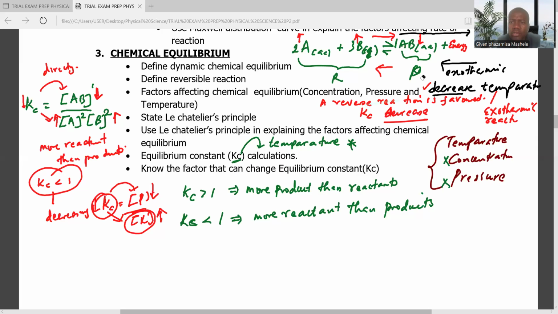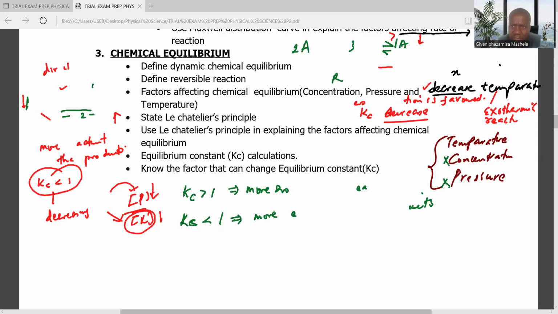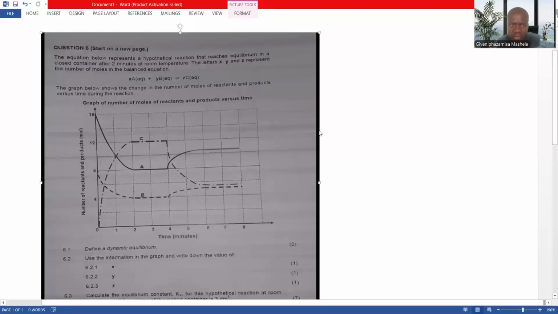So now, ladies and gentlemen, I want to take you through the Kc calculation. I will look at one hypothetical equation on how to actually calculate Kc. Let me just share one question. Yeah, here is the question, guys. Let me just zoom in a bit.